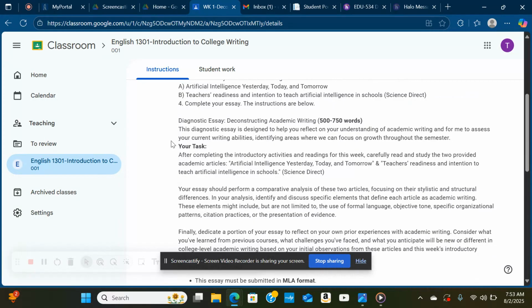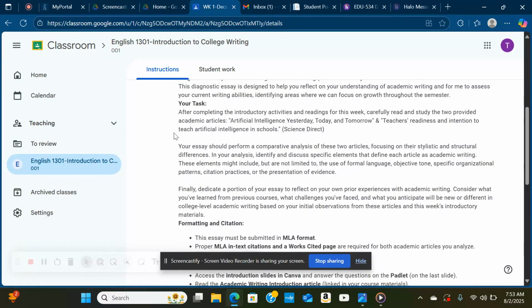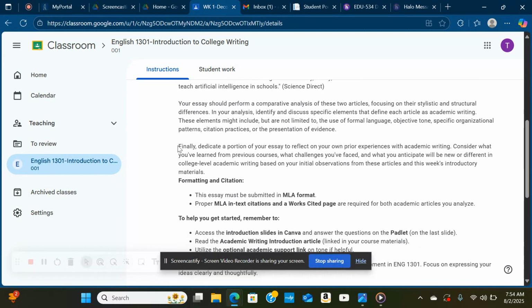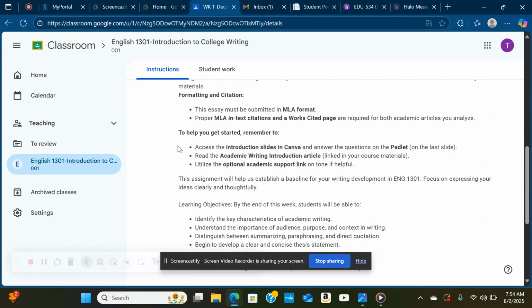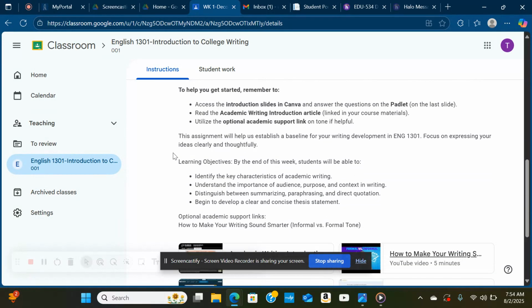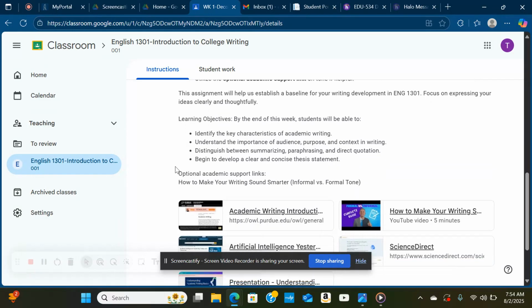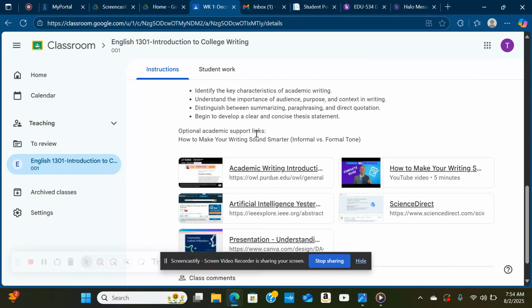So here are the directions for the essay. Lets them know that they're completing a comparative analysis of the 2 articles, focusing on the differences stylistically and structurally. It goes over MLA and makes sure that they're using the resources available. A little bulleted list again of what they need to make sure they complete, and their learning objectives. And there's also an optional resource about tone.